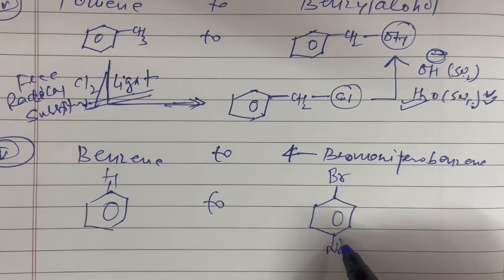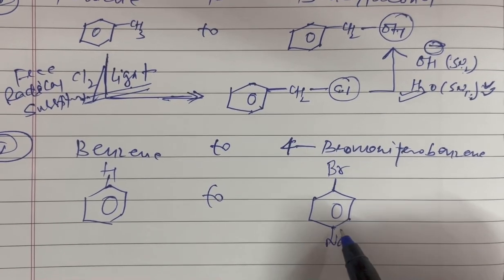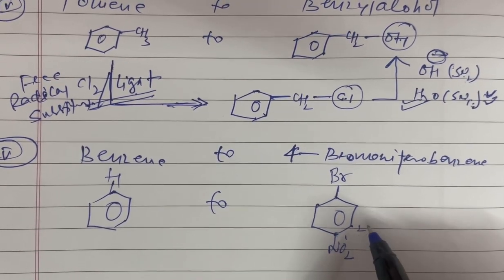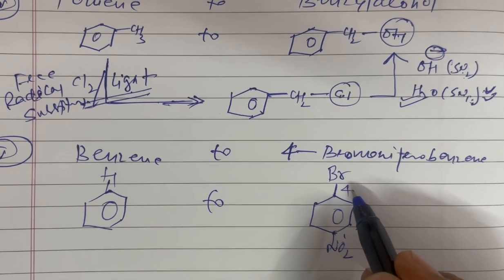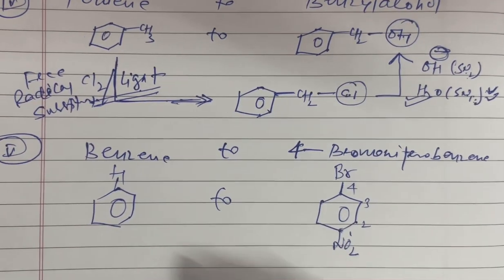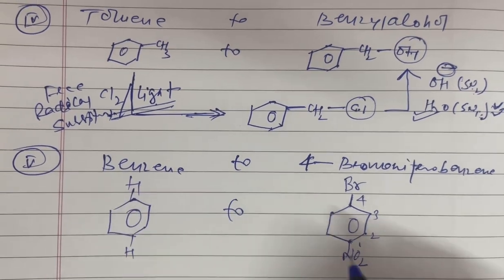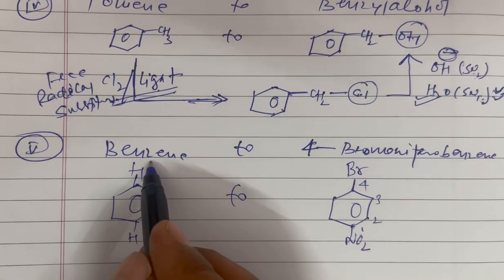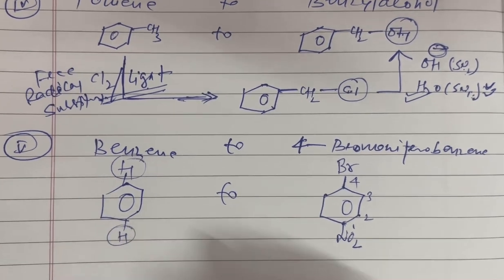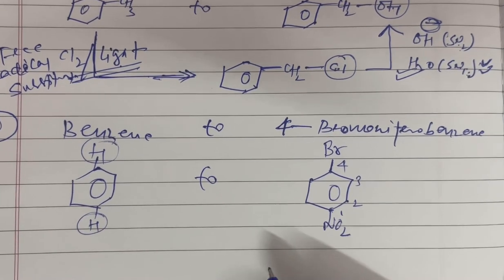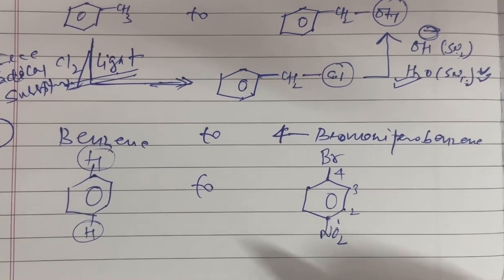I've written delta. If you do the numbering from here, this will be 1 2 3 4, 1 2 3 4, 4-bromo nitrobenzene. So the thing is, in the benzene we have to introduce NO2 as well as Br. So basically 2 hydrogens we are going to replace one by one. So the question is, which one will replace first?